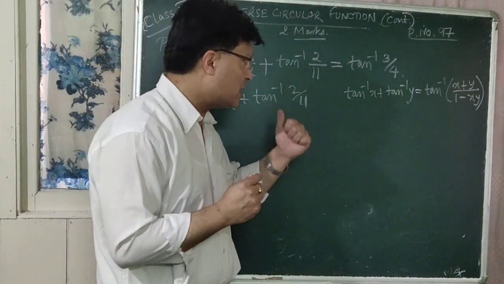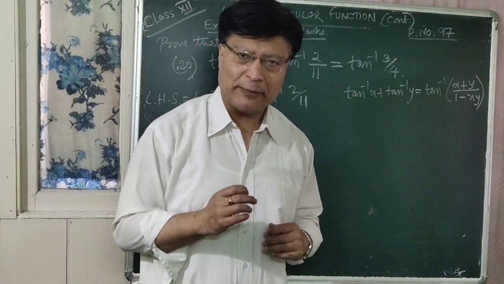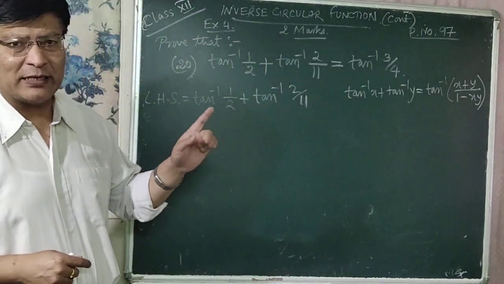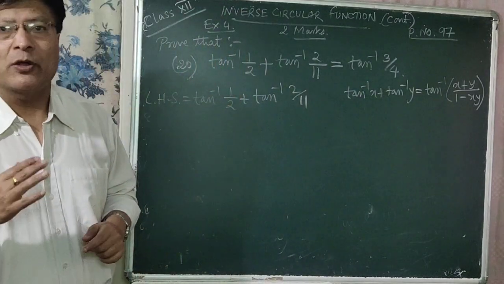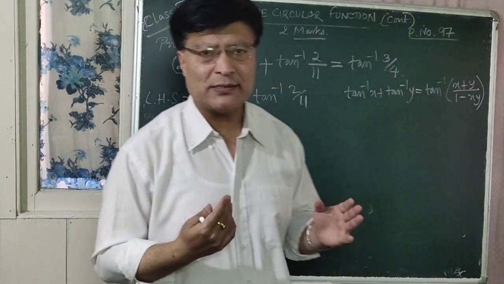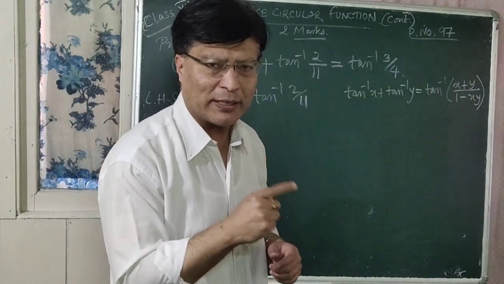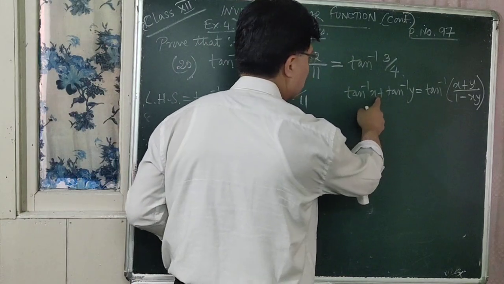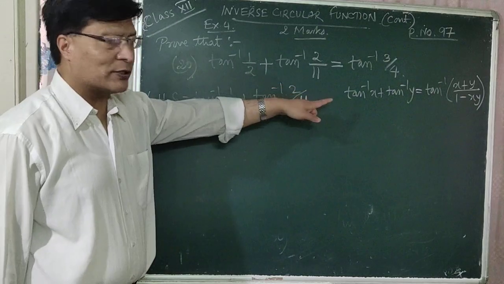You have to memorize this formula both ways, from the left hand side as well as the right hand side. If you have tan inverse x plus tan inverse y, you should write tan inverse within bracket x plus y in the numerator divided by 1 minus xy. Or remember it this way also: tan inverse within bracket x plus y upon 1 minus xy is equal to tan inverse x plus tan inverse y. Plus sign in the numerator and negative sign in the denominator. So let us use the formula here.